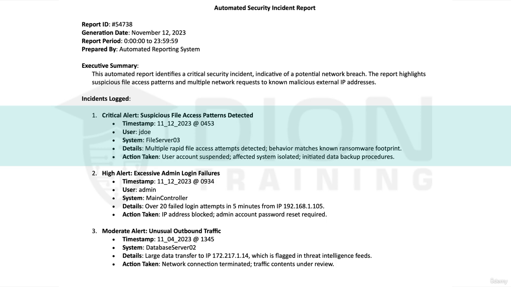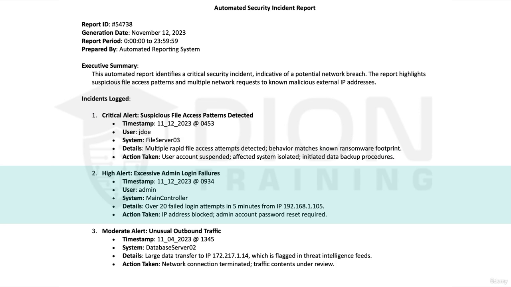This organization keeps normal banking hours between 9 and 5, and so anything outside of that would look a little suspicious to us. Then we can see what user was involved, in this case, J-Doe, and we see the system, file server 3. We can then see the details about it, which was multiple rapid file access attempts were detected, and the behavior matches known ransomware footprints. The action taken, the user account was suspended automatically by our system, the affected system was kicked off the network and isolated, and it initiated data backup procedures as part of our incident response playbook actions.